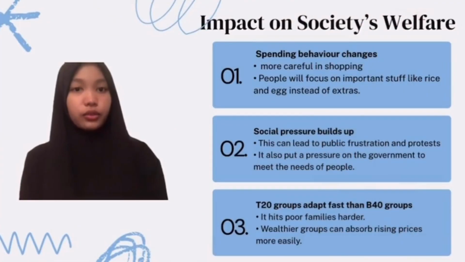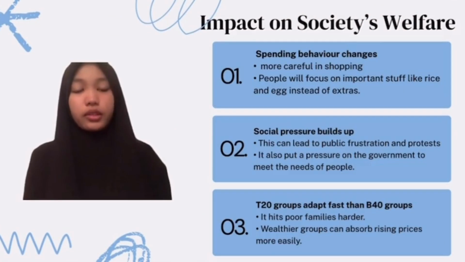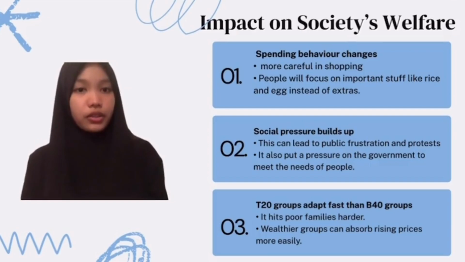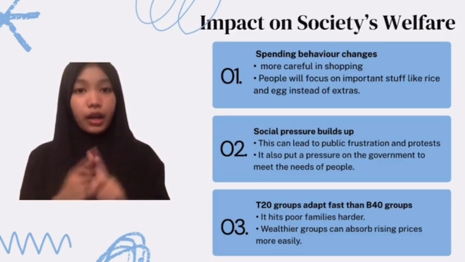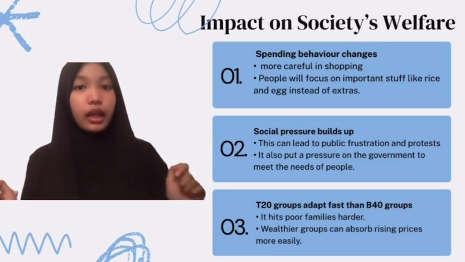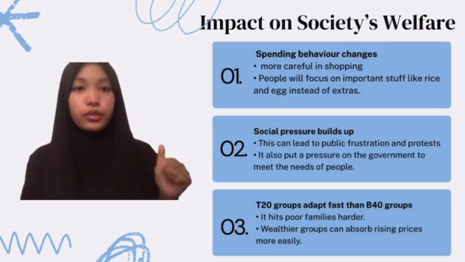We're moving on to the next one, impact on society welfare. First point, spending behavior changes. Because of inflation, people are becoming more careful. They focus on important items like rice and egg and avoid spending on extra things like snacks or new clothes.